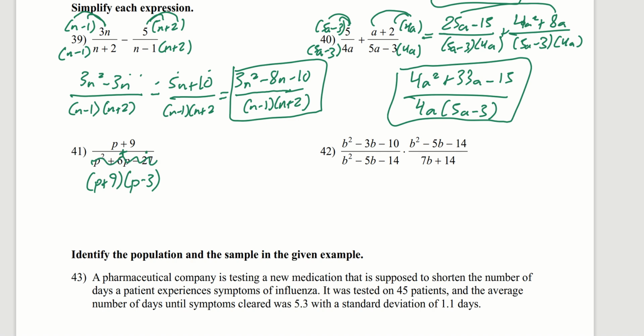And then we had a rule that we said if you have the same value on the top and on the bottom, they can cancel each other out. So what am I left with? Well, on the bottom, I have p minus 3, and then I do need something here on the top.